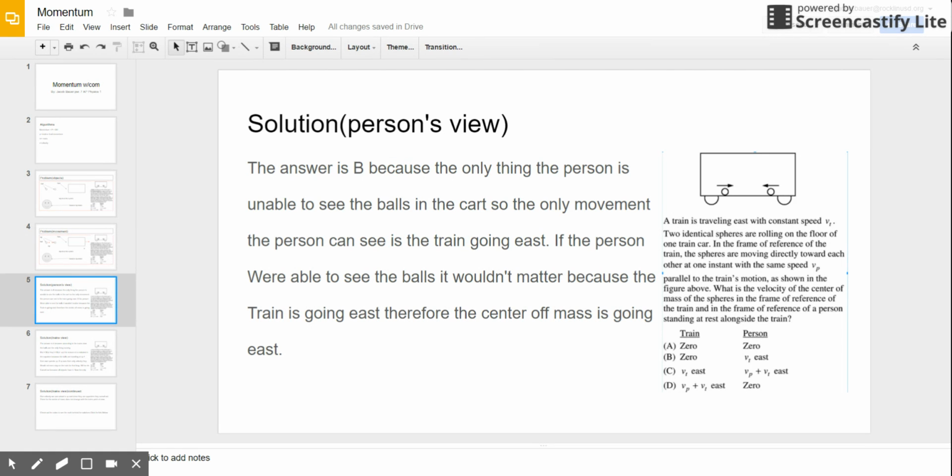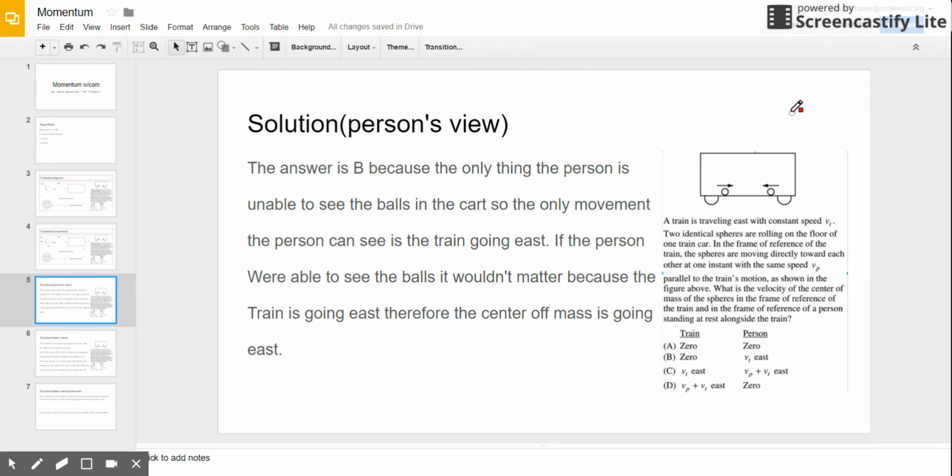So basically, the answer is B, because the balls do not affect the train's movement. From the person's view, the person's only really technically able to see the cart, so the balls would have no effect. But more importantly, since Vt is east, the center of mass is going east, because the balls are traveling with the train and the person is still.